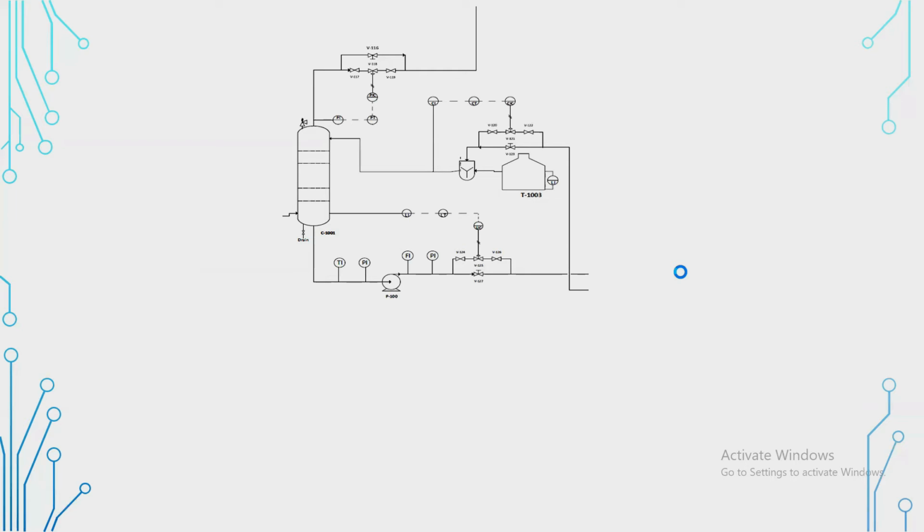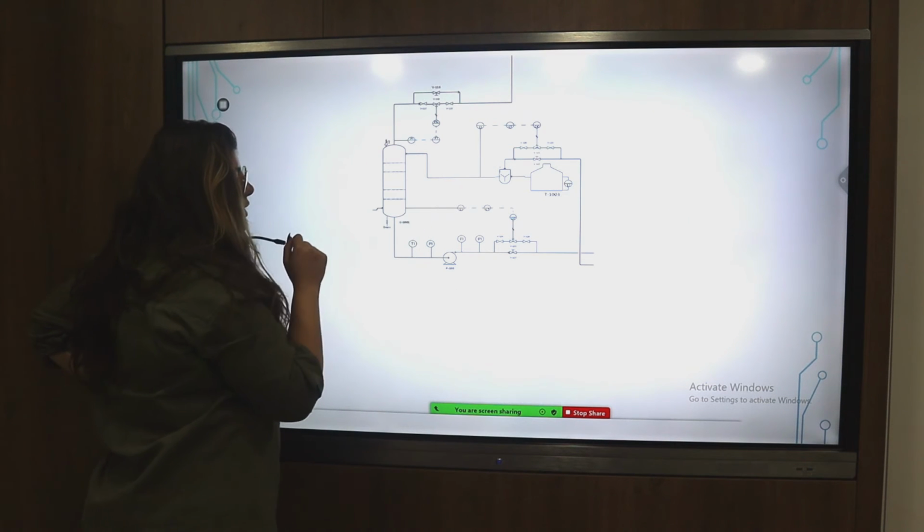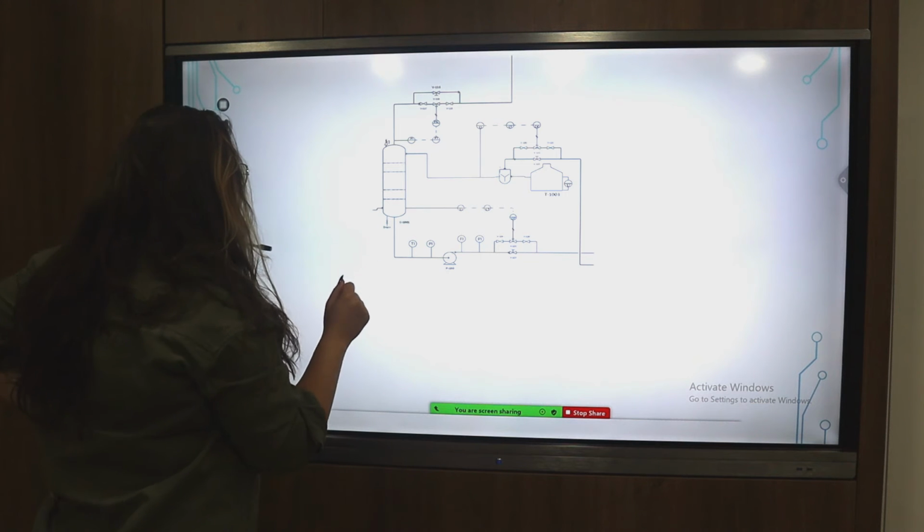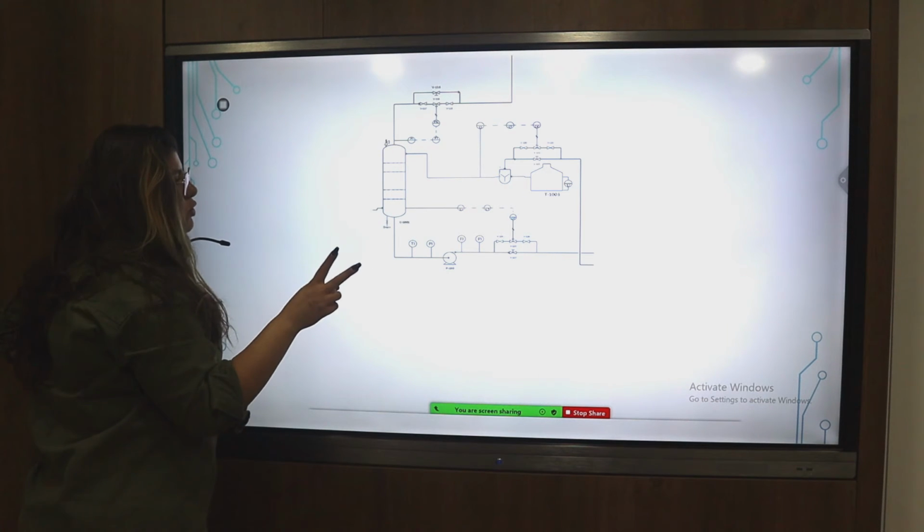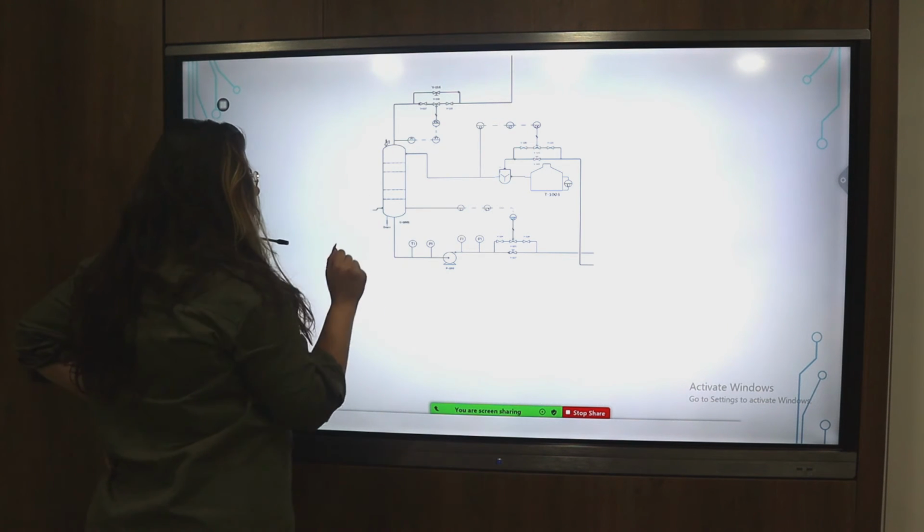So if the pressure increases, it usually means that there's a lot of vapor buildup in the absorber. So in here, the valve will just allow more flow to leave the absorber, therefore decreasing its pressure, and vice versa. The second control loop we're going to talk about is a level control loop.